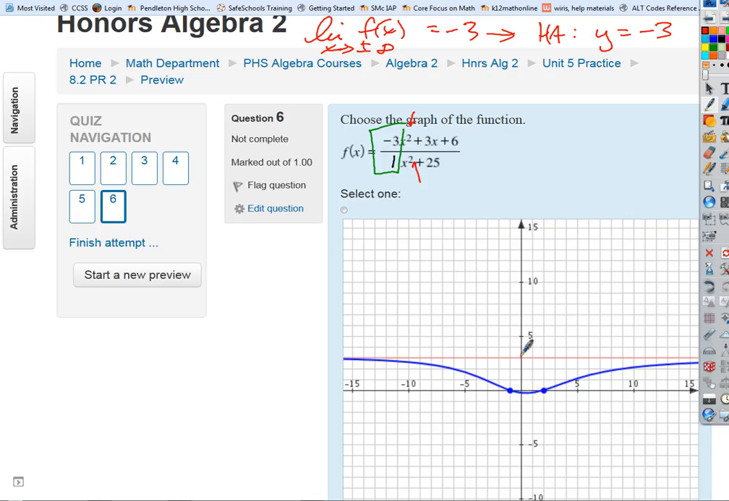So this wouldn't be a horizontal asymptote at +3, right? We'll look at the other cases also. We'll look at two more examples.